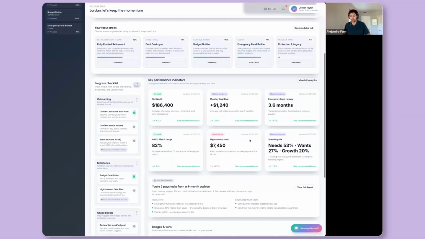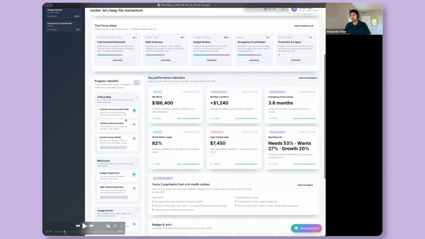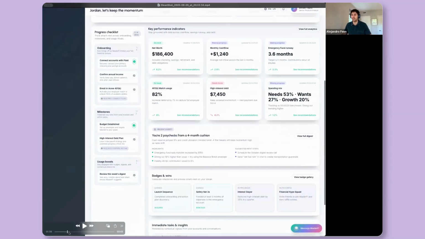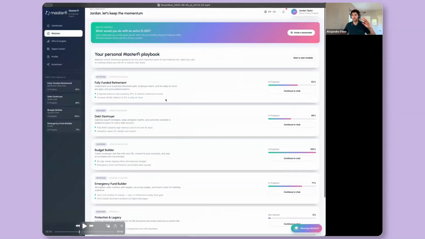I could ask, well, what happened there? Or MasterFi can prompt, you have this extra cash flow, let's make sure you're allocating it in the best way, what makes sense for you. So it shows you top level information. And then the idea is obviously you can drill down and see more details.